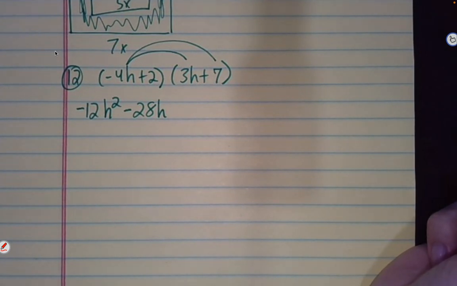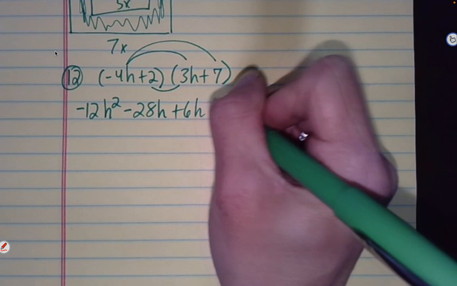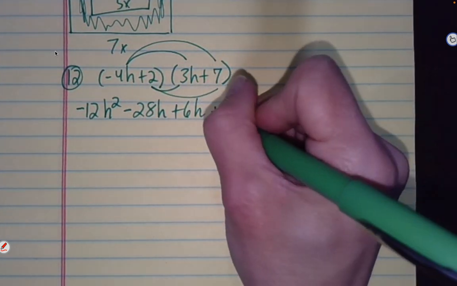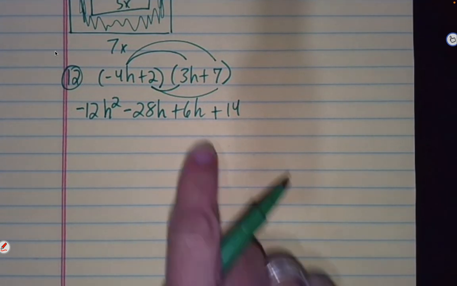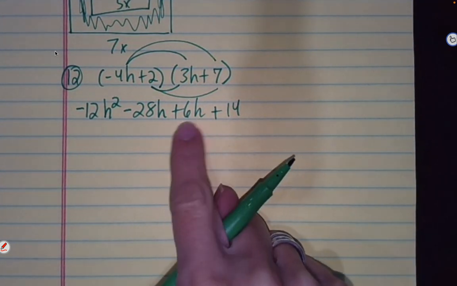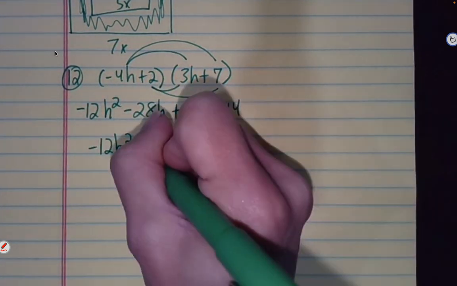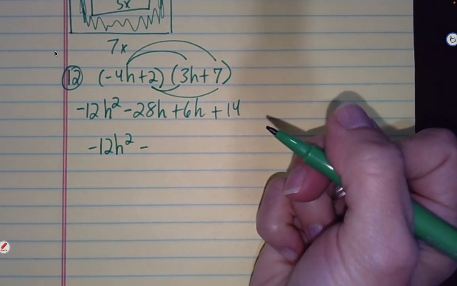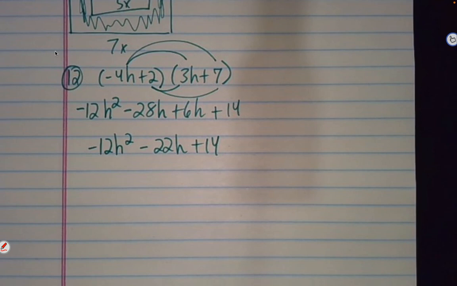Go to the next number, which is what? 2. What's 2 times 3h? 6h, and then 2 times 7. 14. Okay, almost done. All right, we distributed everything. We did FOIL, first, outer, inner, last. So what can I combine? The h's, my middle terms. Most of the time, boys, it is the middle terms. So we get negative 12h squared, or minus, what? 22h plus 14. There's our answer.